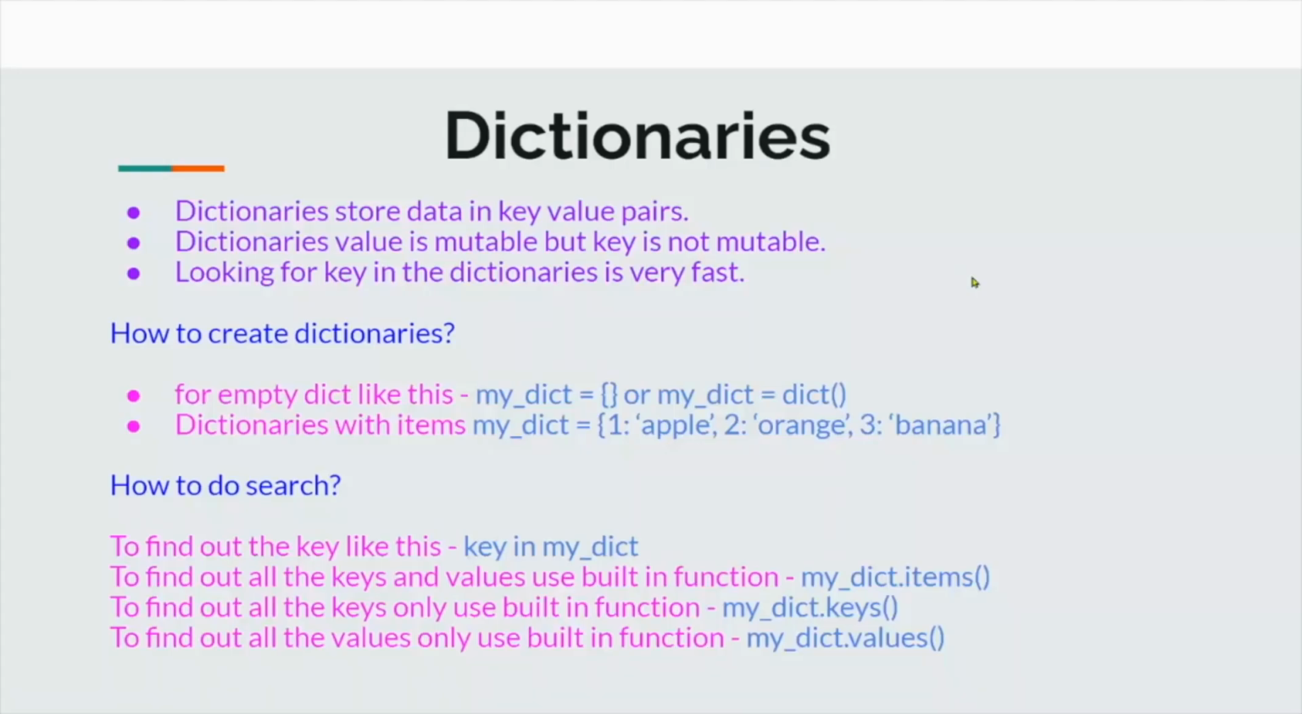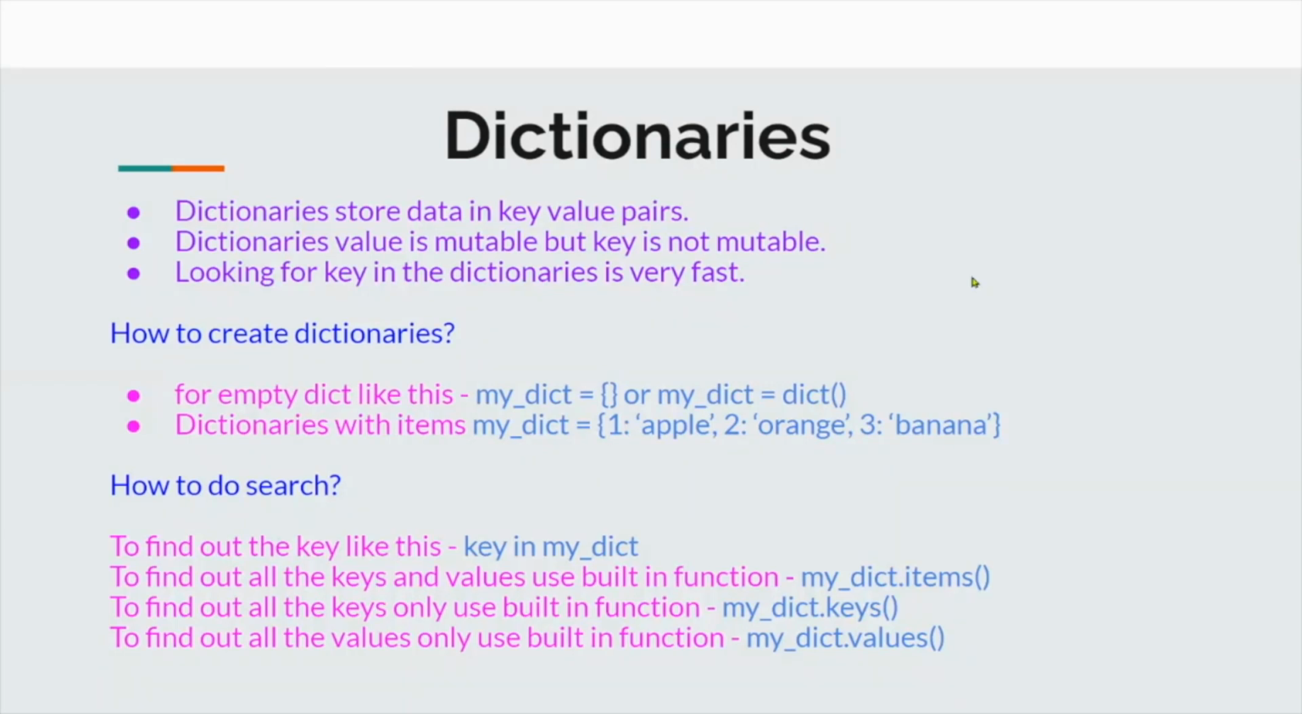A dictionary is a data structure which stores data as key-value pairs. Inside the dictionary the value is mutable but the key is not mutable. And if you want to find a key, it's very fast compared to other data structures like lists or sets.